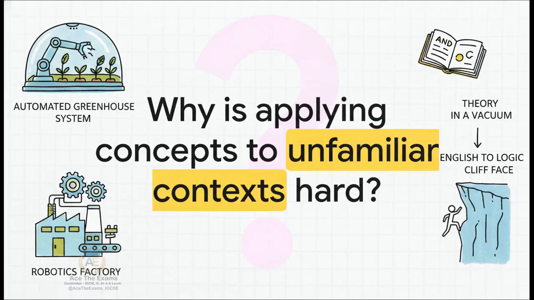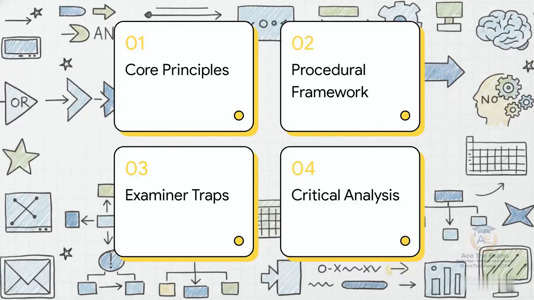Alex tries to climb it by throwing random facts at the wall. Sam tries to sprint up it and slips immediately. We need to figure out exactly why this happens, and more importantly, how to fix it permanently. Today, we are going to completely deconstruct this exact challenge. We are going to look at 4 distinct areas to build up your exam strategy.